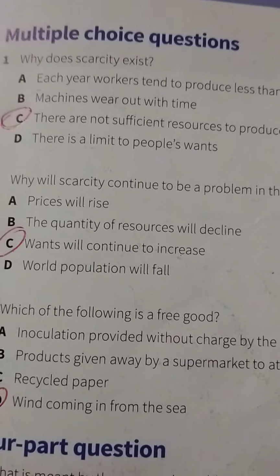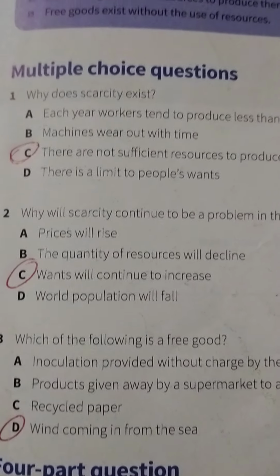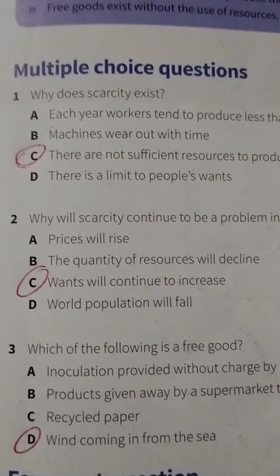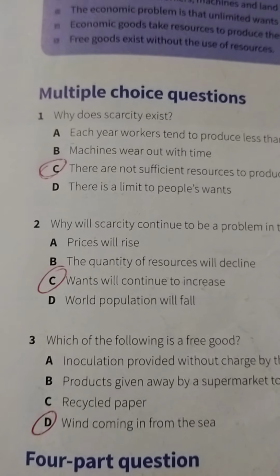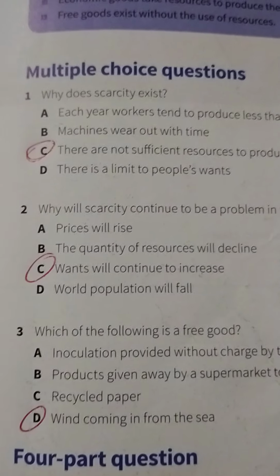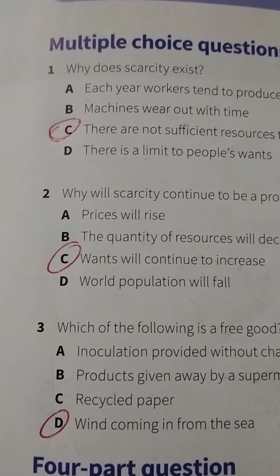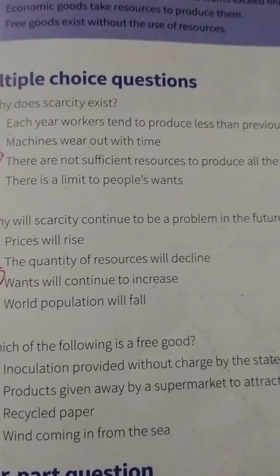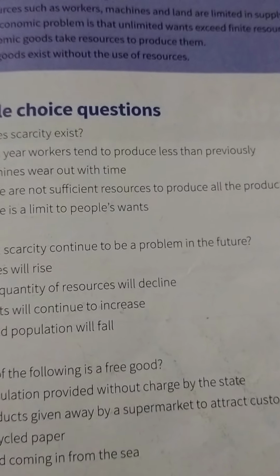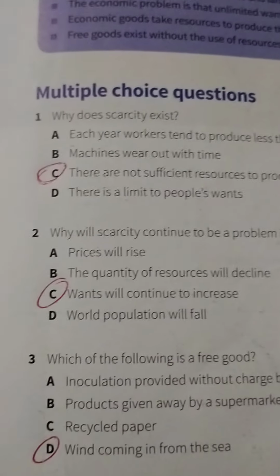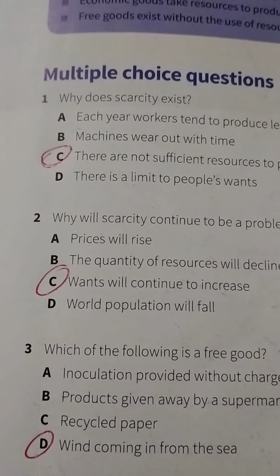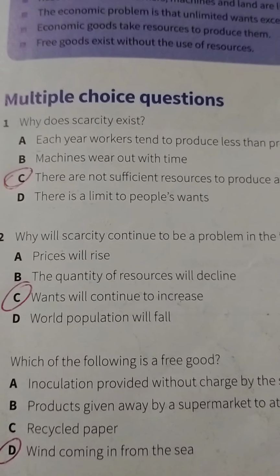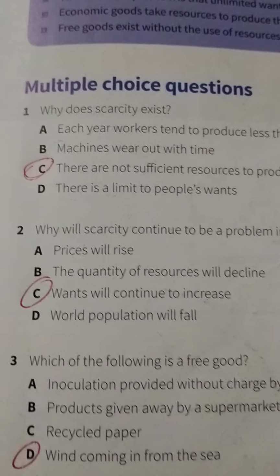And you know that scarcity means that we have limitations of resources. We can't produce everything in huge, infinite quantities. So it has to be C as the correct option, because we really don't have sufficient resources to produce all the products and satisfy all our wants. So scarcity, choice, and opportunity cost, basically that is the basics of economics and basics of economic problems as well.